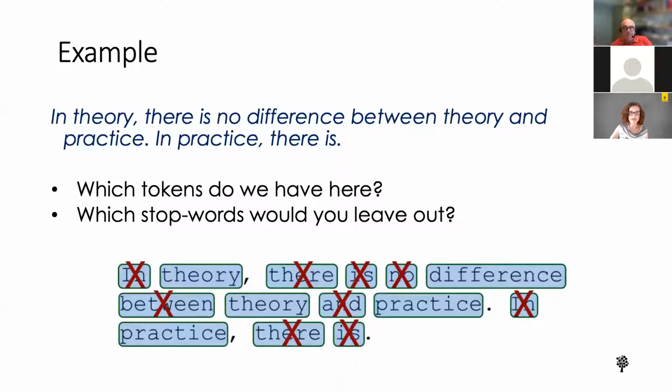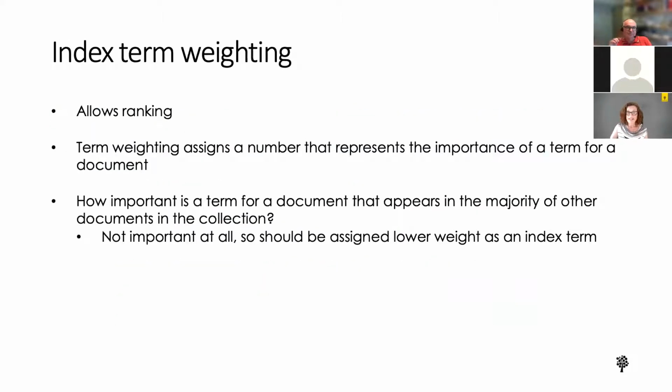The token is everything that's in a rectangular, and stop words are all rectangulars that have been crossed. So in, there, is, no, do not really tell us anything about what the document is about, whereas nouns like theory, difference, practice do. And then in the first step, after these initial processes are done, we are left with theory, difference, and practice.